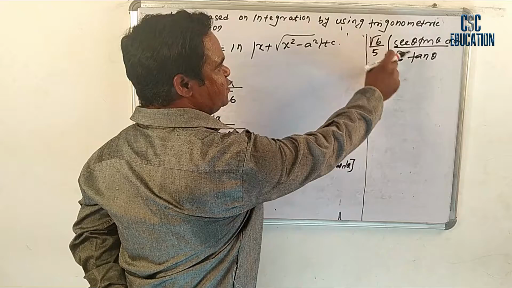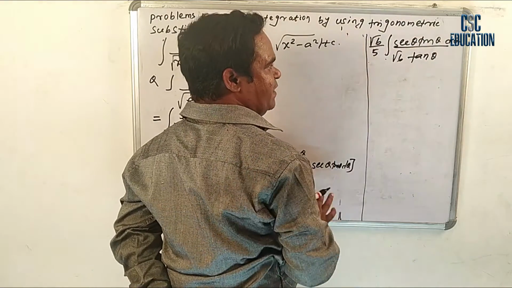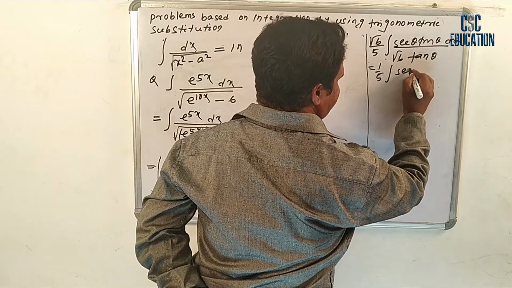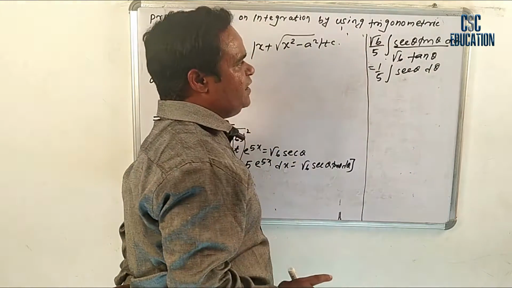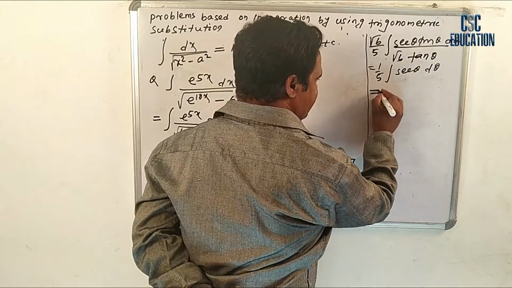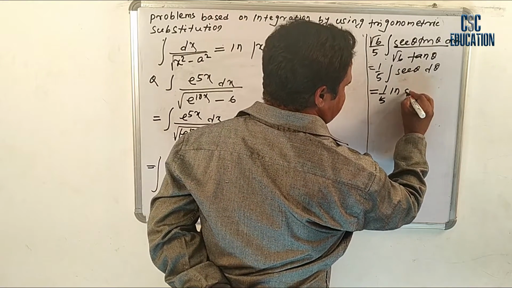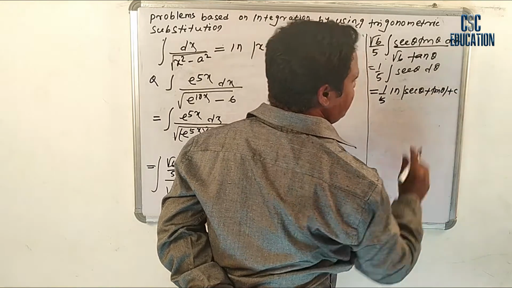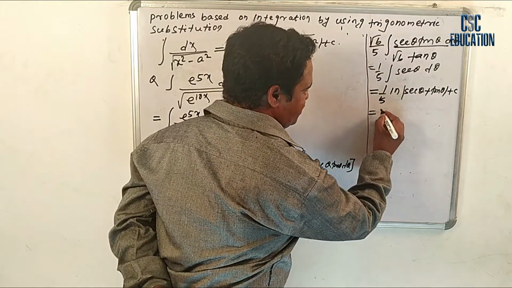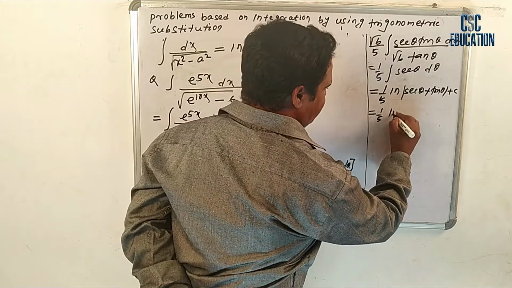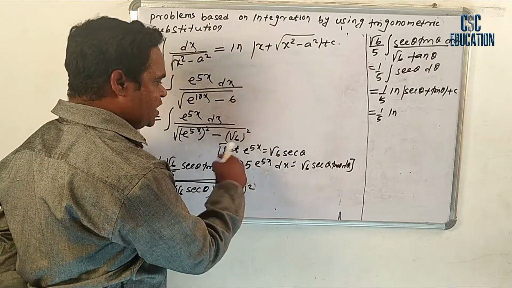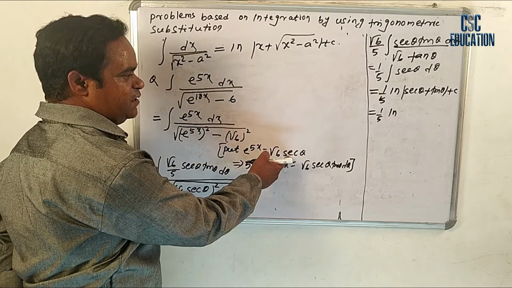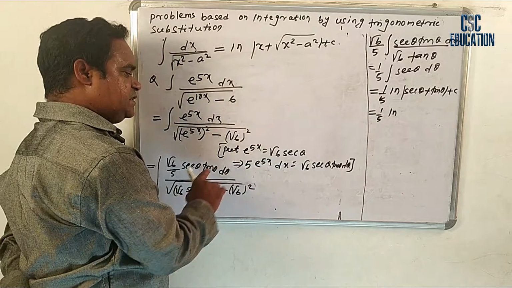Here root 6 cancels out, tan theta cancels out. The value is 1 by 5 integration of sec theta d theta. We know that the integration of sec theta is ln of sec theta plus tan theta plus c. Now this value equals 1 by 5 ln of, we convert the tan theta, not convert the sec theta, because we substitute here the sec theta factor.